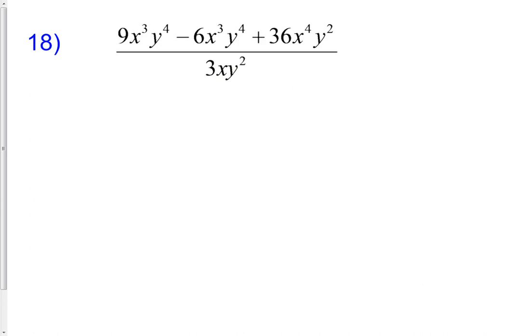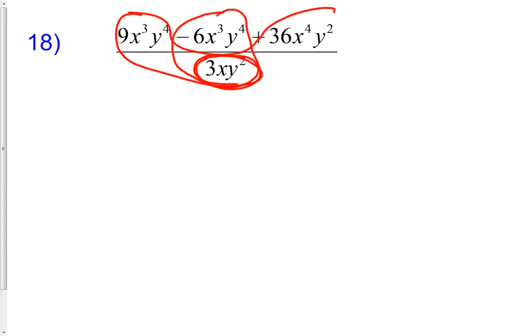Okay, now we're on to division. So we're dividing polynomials. When we divide by a monomial, you take each term and divide it by that monomial. So all three of these terms, we're going to divide by 3xy squared.